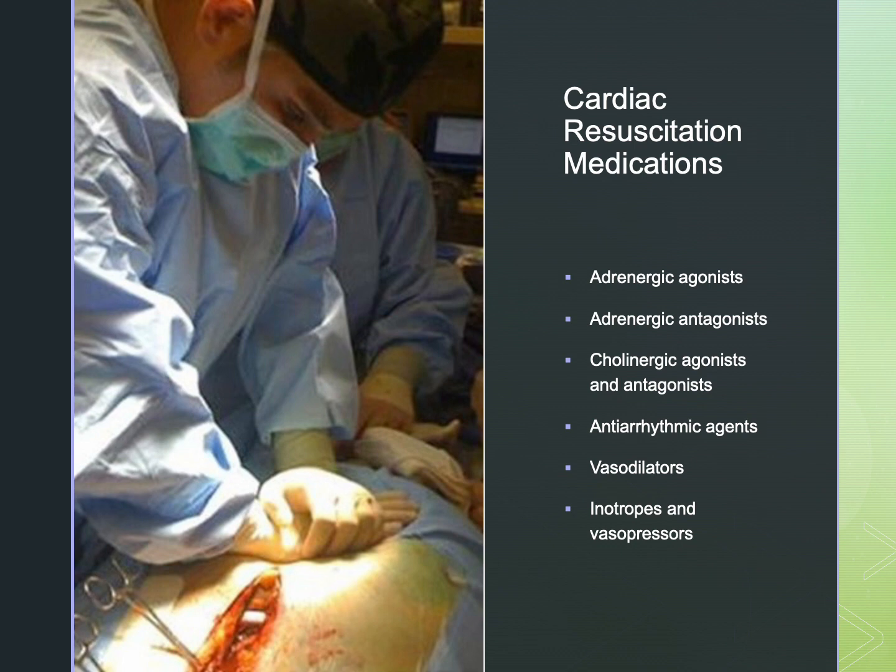So epinephrine is often the first line pharmacological treatment for cardiac arrest, which is also referred to as asystole. Vasopressors are also used to restore normal heart rhythm. And there are several categories of cardiac resuscitation medications, and they include adrenergic agonists, adrenergic antagonists, cholinergic agonists and antagonists, antiarrhythmic agents, vasodilators, inotropes, and vasopressors. So we're going to learn a little bit about each of these categories of medication.